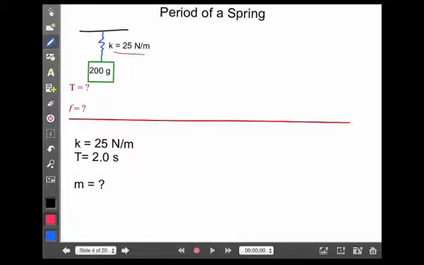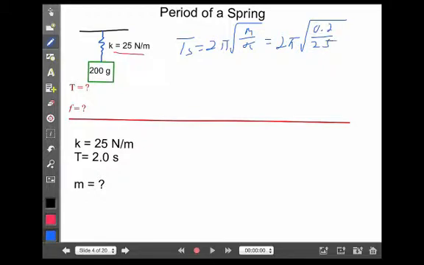Let's look at an example. Here I have a 200-gram mass hanging on a spring that has an elastic constant of 25 newtons per meter. I want to know the period and frequency of its motion. Period on a spring is 2 pi times the square root of m over k. So 2 pi times the square root, 200 grams, 0.2 kilograms, over k, 25 newtons per meter, which gives a period of 0.56 seconds.